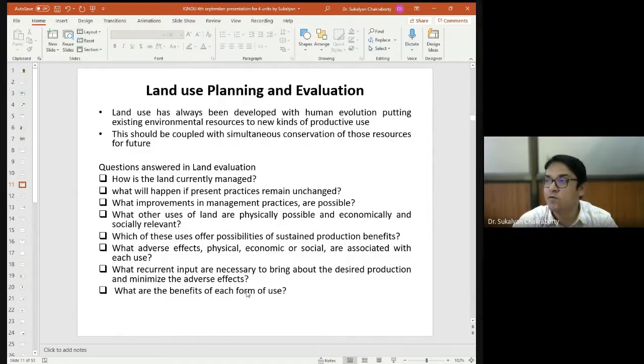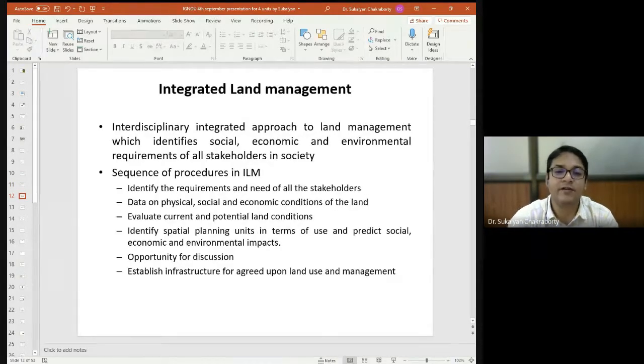Now, here I need to go for the socio-economic consideration also, because after developing or reclaiming this mine degraded land, would it be offering employment opportunities to the people? Would it be leading to livelihood generation of the local people? Would it be leading to a sustainable life process of the local people over there? So these are the considerations which are generally taken when we think of reclamation of land. So socioeconomic factor is very important. What current inputs are necessary to bring about the desired production and minimize the adverse effects? What are the benefits of each form of use? So this is called integrated land management.